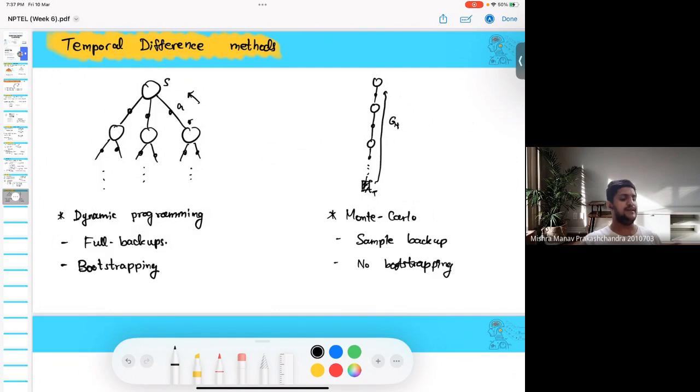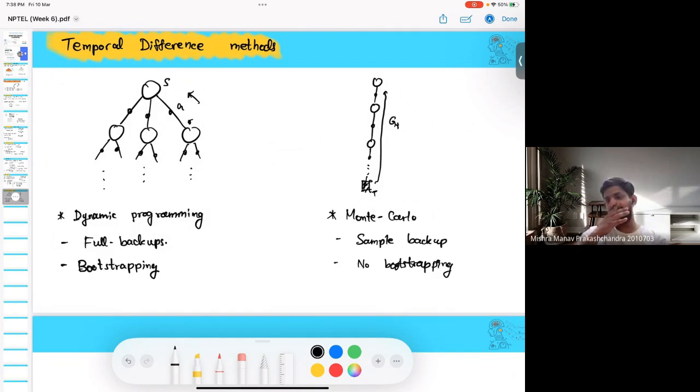Typically what happens in Monte Carlo is you relax the Markovian assumption. When I'm dealing with the Monte Carlo method, I no longer deal with the Markovian assumption or the Markov property. That means if I am at state S, I don't care how I reached state S. State S is from where I start. How I got there, I don't care.